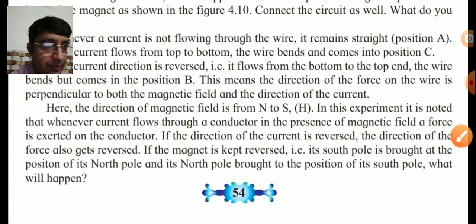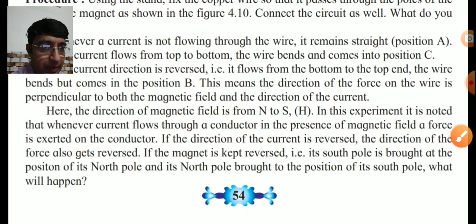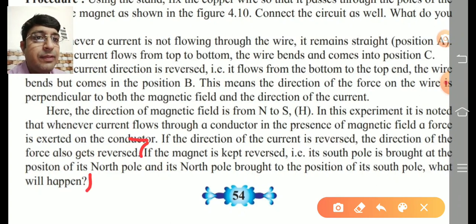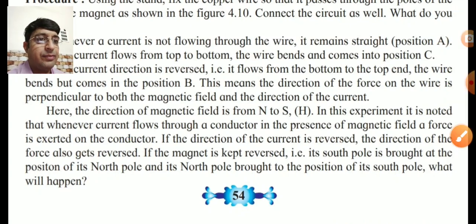Now you underline the last one. What will happen in this question? What is that question? You mark that. The question is here, up to here. Okay. So what is the answer? The answer is given here. If the direction of the current is reversed, then what happens? The direction of the force also gets reversed. That is the question and this is the answer given in the paragraph. Next page.